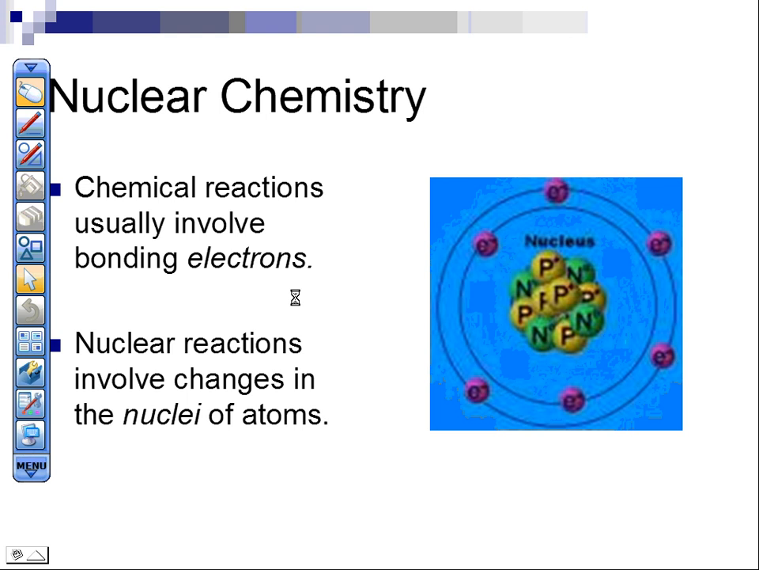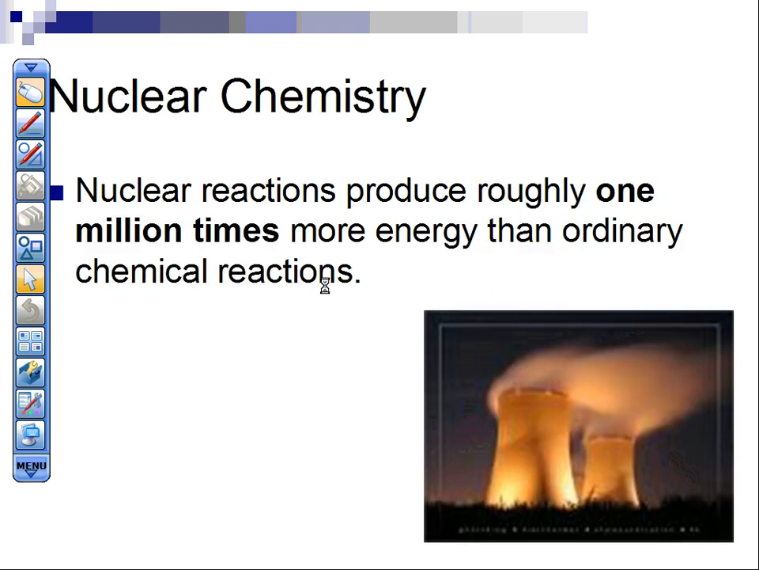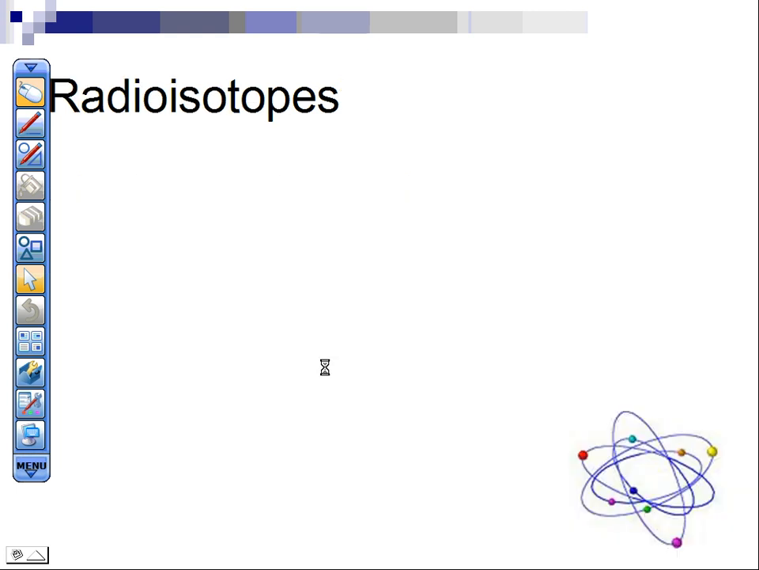And when you start talking about nuclear chemistry, we can't do that in the classroom. We're talking about nuclear bombs and nuclear reactors and stuff. You get large amounts of energy. So nuclear reactions produce over 1 million times more energy than a chemical reaction. This is a nuclear power plant here. So we won't be doing labs over nuclear chemistry.